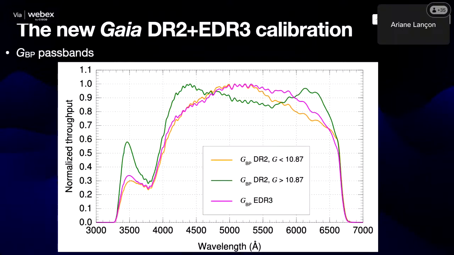Okay, so I guess these are all effective passbands. Do you think something like changing the PSF, and hence the color-dependent or magnitude-dependent aperture correction, can play a role in the changes in effective passbands?